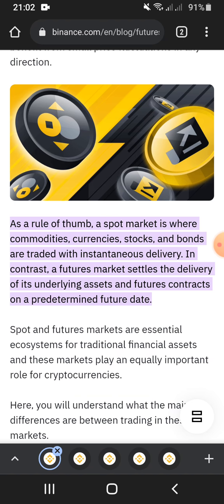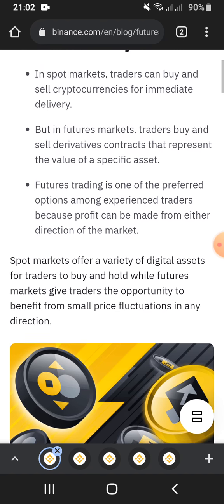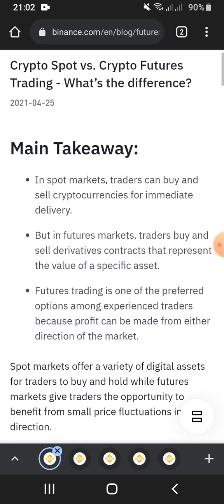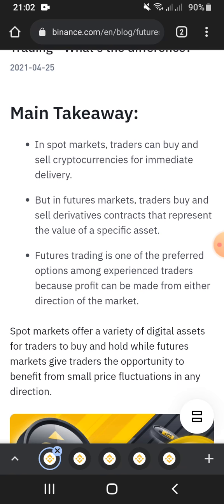Now, one key factor about Binance futures is that it is very different from crypto spot trading. Crypto spot trading is the most friendly and easiest to access trading for new beginners. What you should know is that in spot markets, traders can decide to buy and sell cryptocurrencies for immediate delivery.